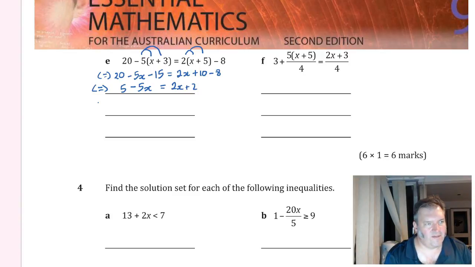So now you've got to make a decision. I've got to get my x's on the same side. Which one's bigger? Keep the bigger one where it is, bring the other one over. 2 is a bigger number than negative 5, because negative 5 is less than 0, so it's obviously smaller than 2. So I'm going to get rid of this negative 5x by adding 5x.